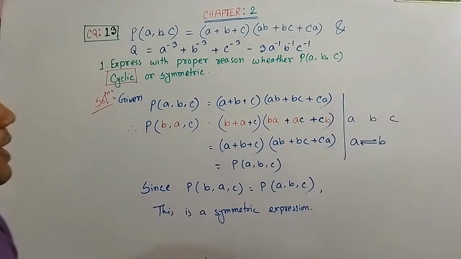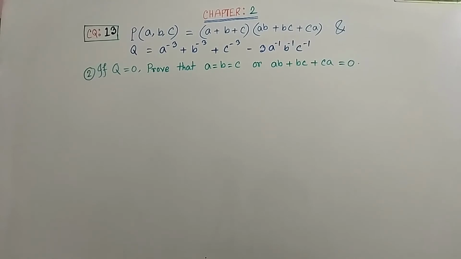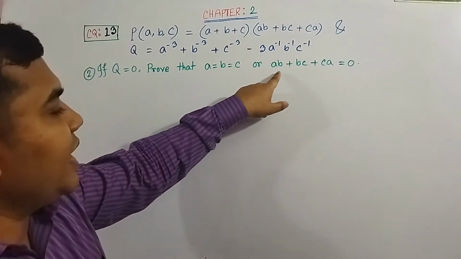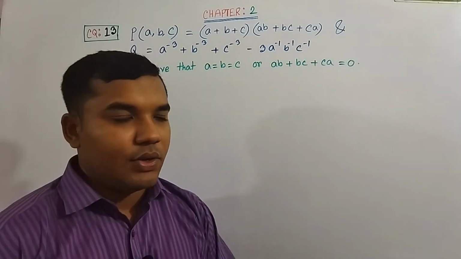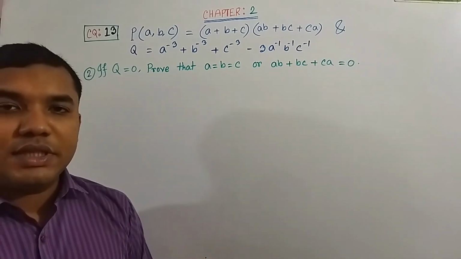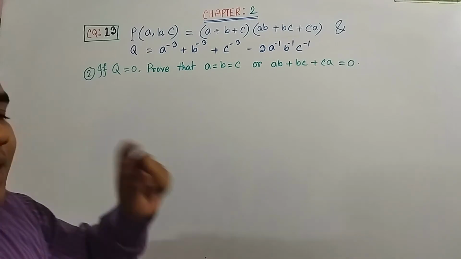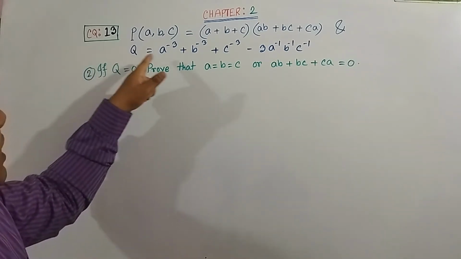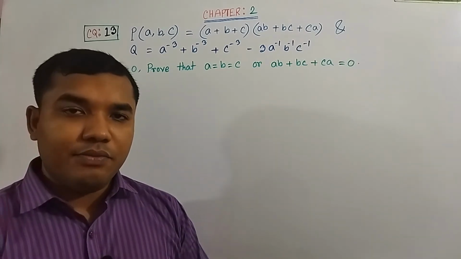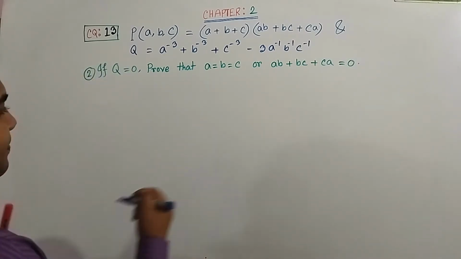Okay, now our next math is question number 2. So dear students, our question number 2 says if Q equals 0, prove that A equals B equals C or AB plus BC plus CA equals 0. To solve these types of math, we need to see whether any value of Q is given or not. Yes, definitely Q is given there.